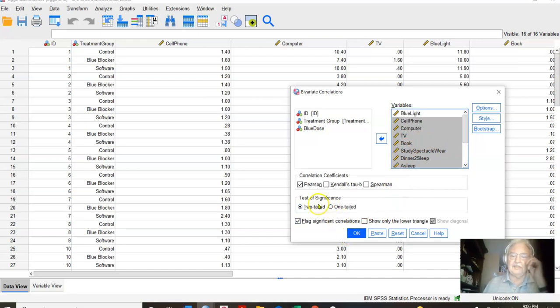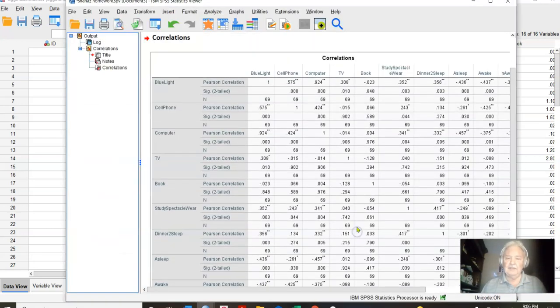Now, for tests of significance, we're going to do a two-tailed test, and we are going to flag significant correlations with an asterisk. You'll see that. And also, we're going to show the diagonal. We do that because it provides a reference. Okay, let's see what we have.